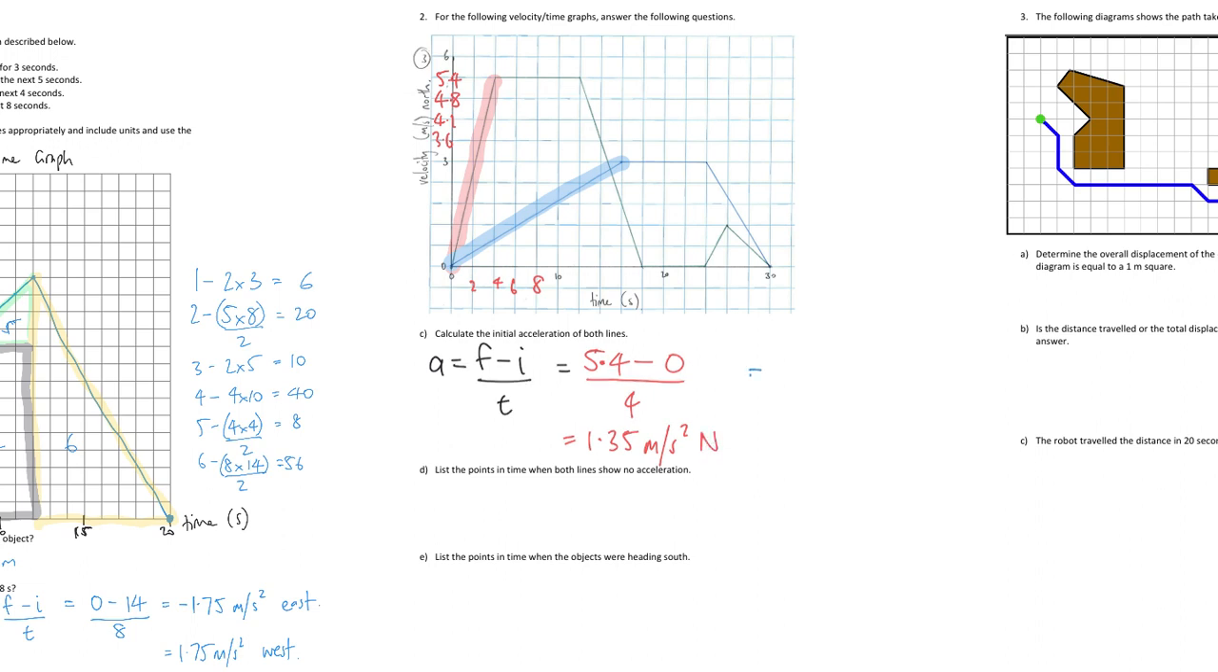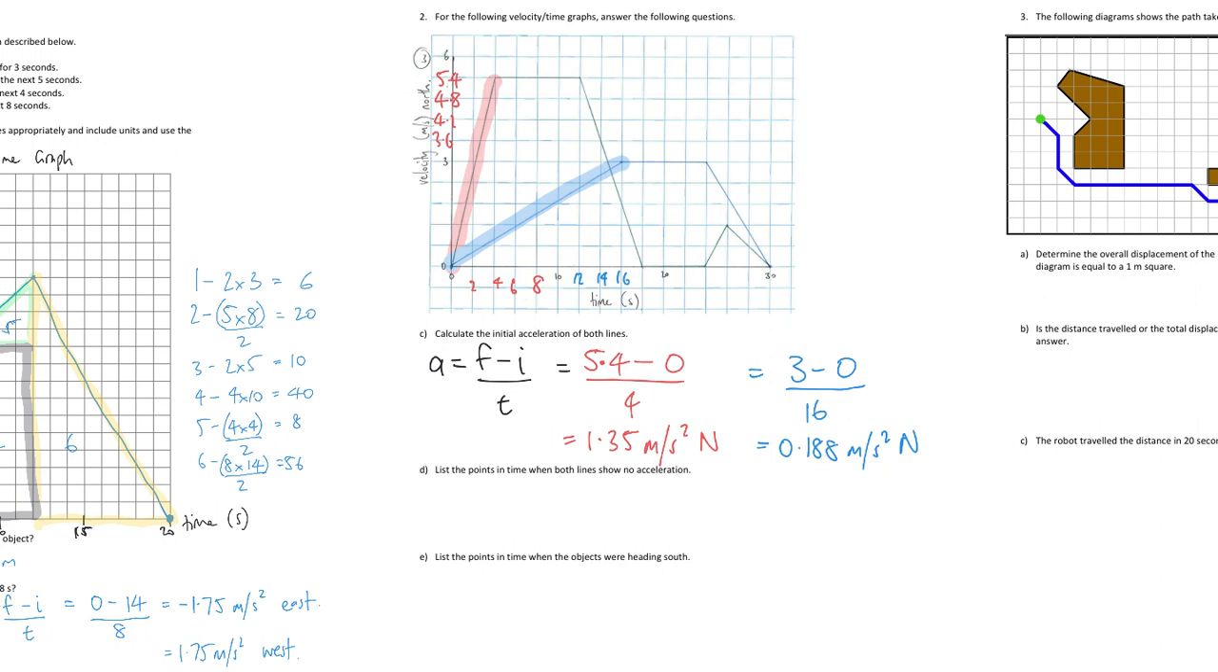And then the blue one goes from 3 to 0, that's its change in velocity, over how long? So that's 12, 14, 16 seconds. So 3 divided by 16, which is 0.188 meters per second squared. That's also north, right?